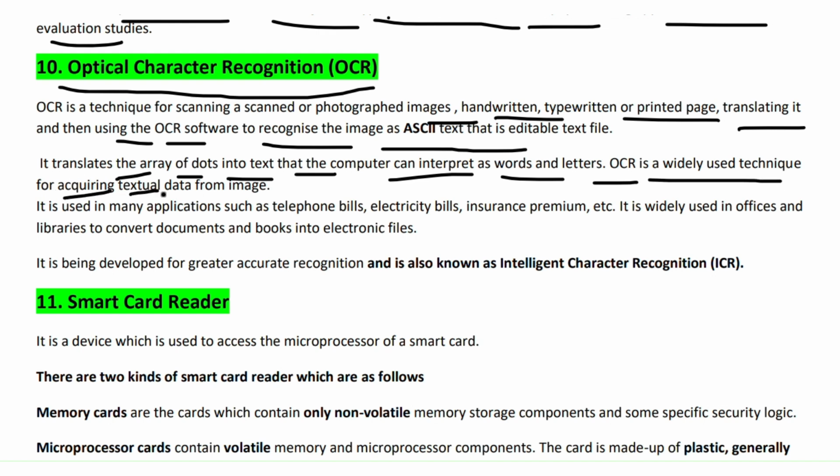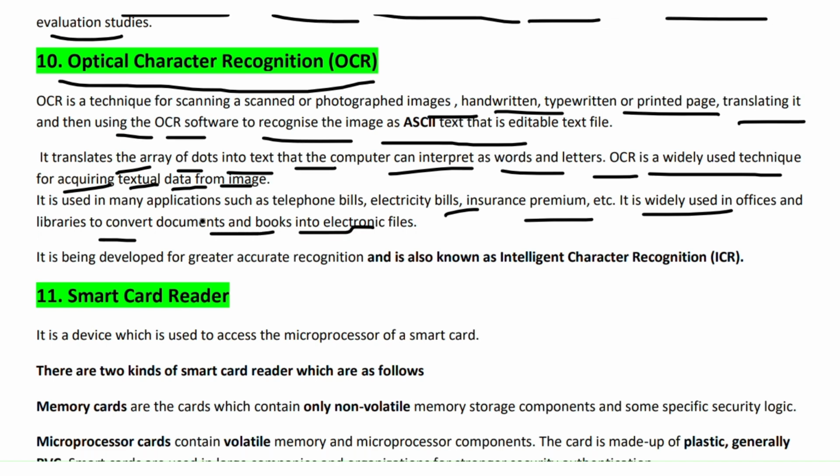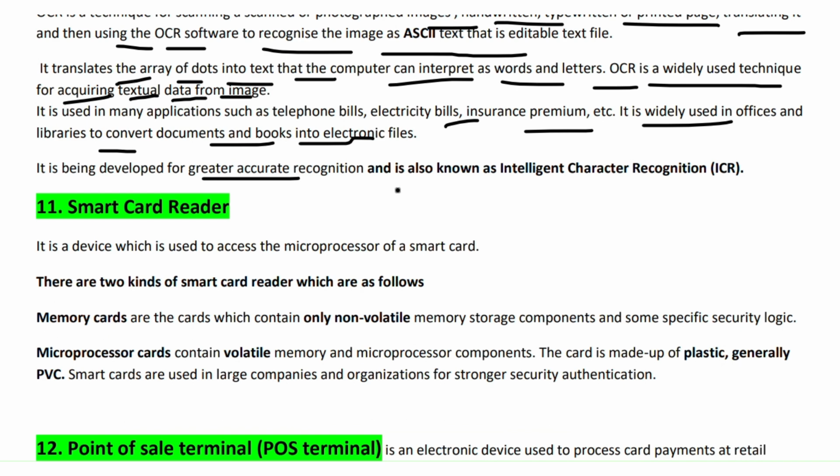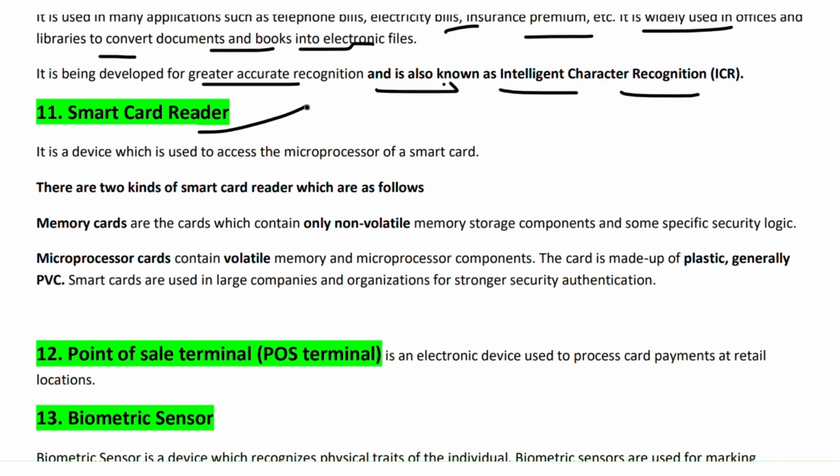OCR is a widely used technique for acquiring textual data from images. It is used in many applications such as telephone bills, electricity bills, insurance premiums, etc. It is widely used in offices and libraries to convert documents and books into electronic files. It is being developed for greater accurate recognition and is also known as intelligent character recognition, ICR.